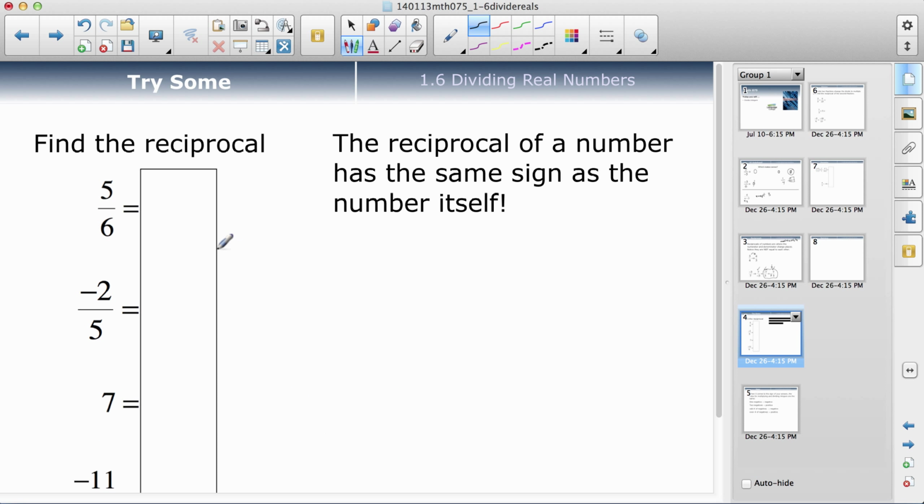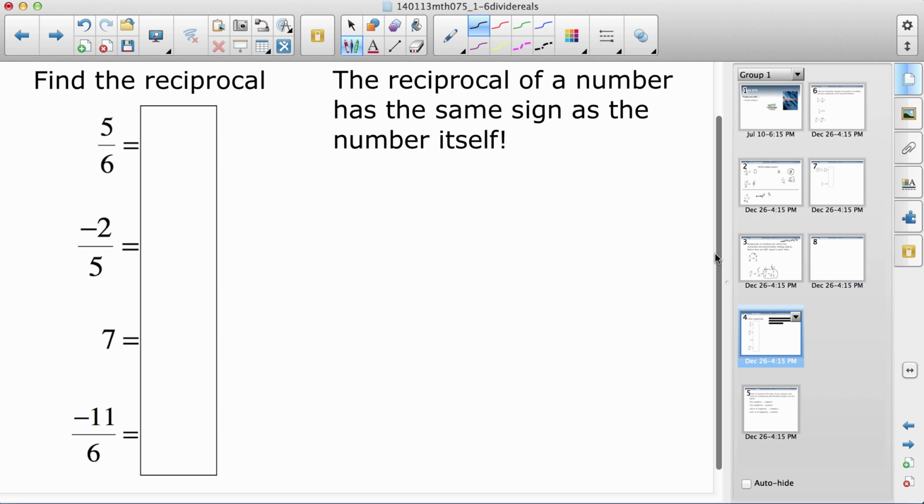So, for example, if you want to pause the video, you can and see if you can write the reciprocals for each of those, and then press play. So this one would be 6/5. This one would be 5/-2.